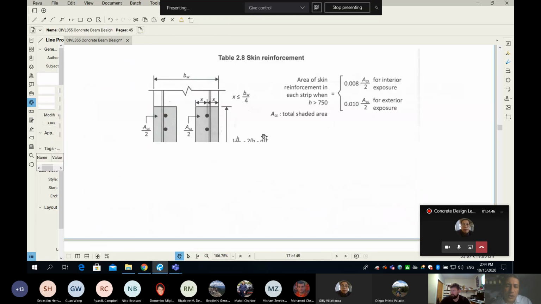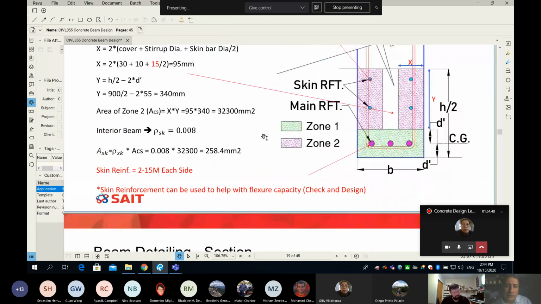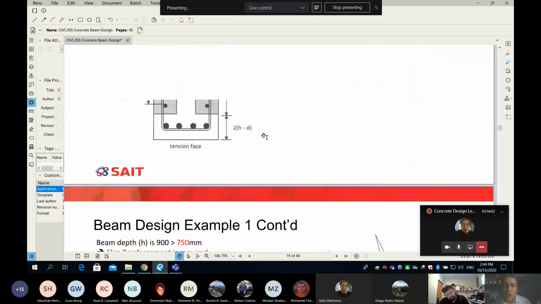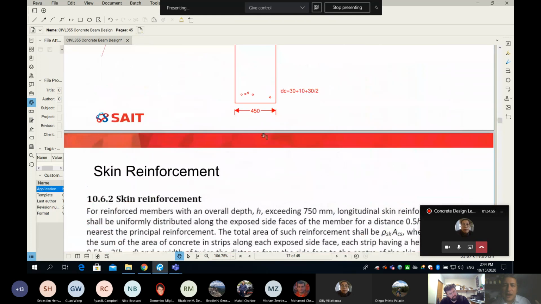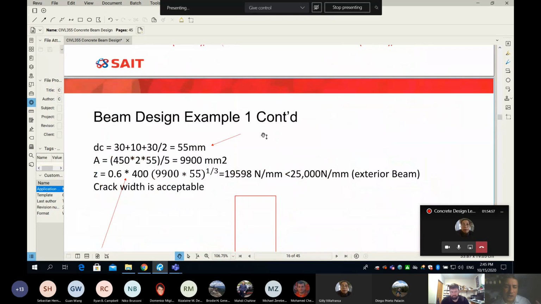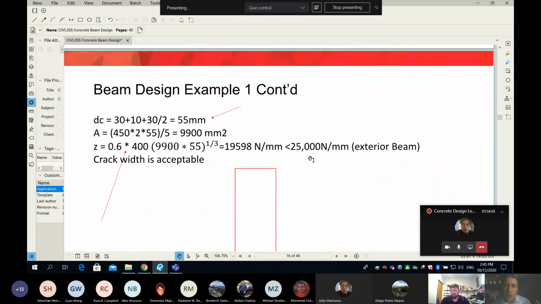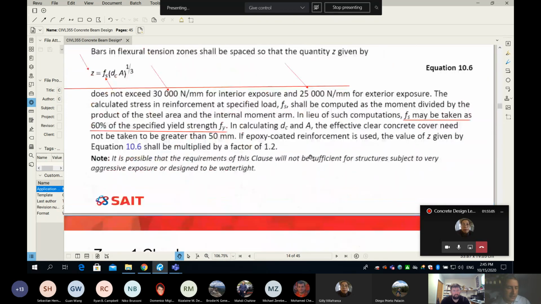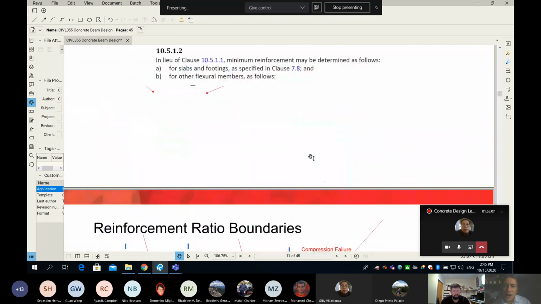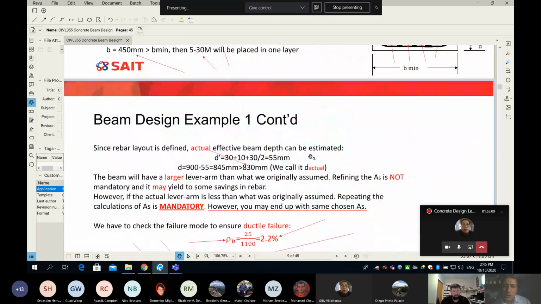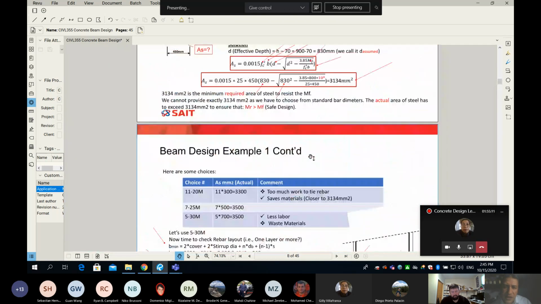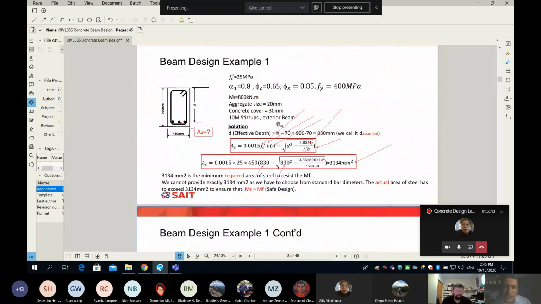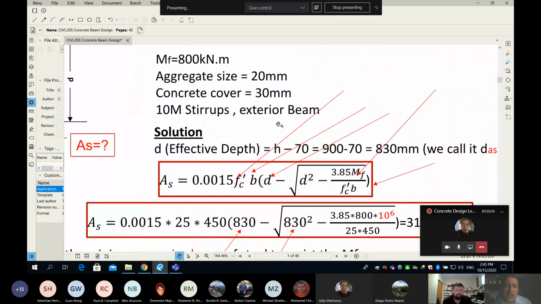Okay, now let's go to the problem one more time. I think I made some mistake and I need to correct this one. When I checked zone number 1, I compared it against 25,000, and the 25,000 is for an exterior beam. Let's see what's the header of the problem. Somewhere I wrote exterior or interior. So guys, excuse me for that, and I will correct my slides. You can see my beam is exterior.